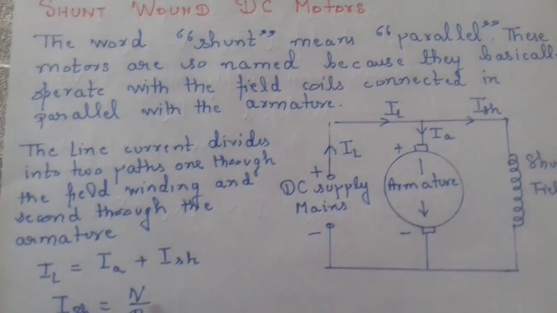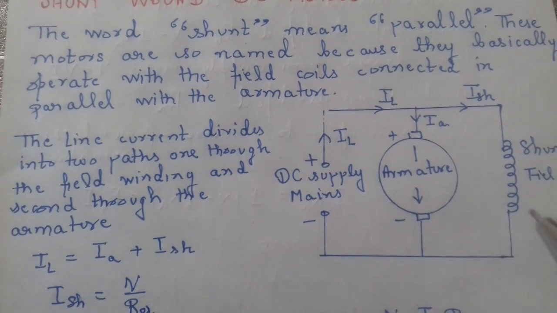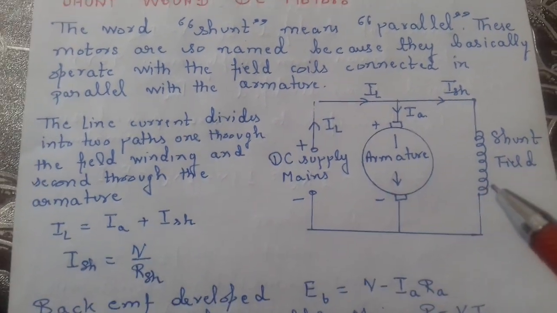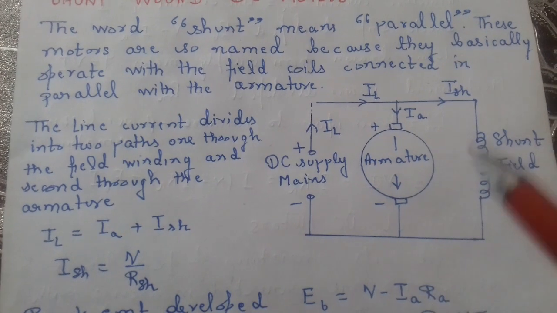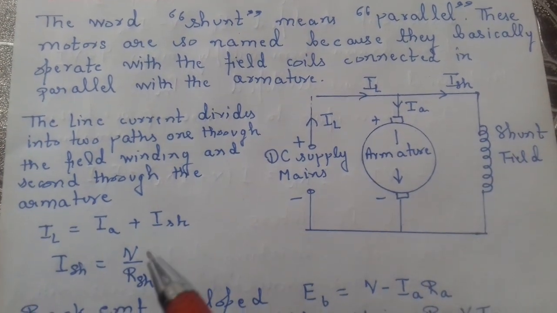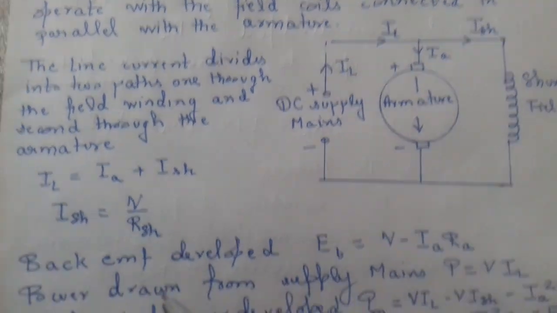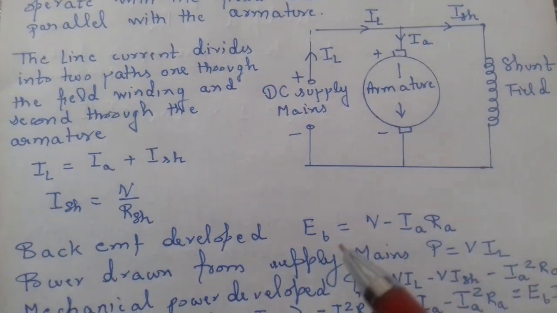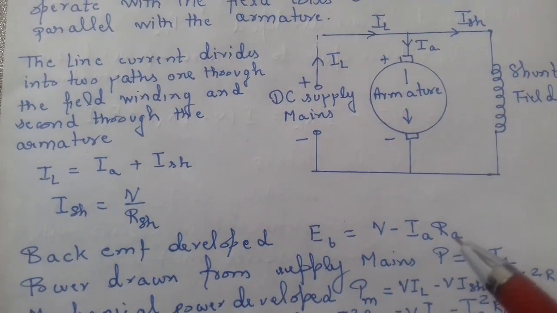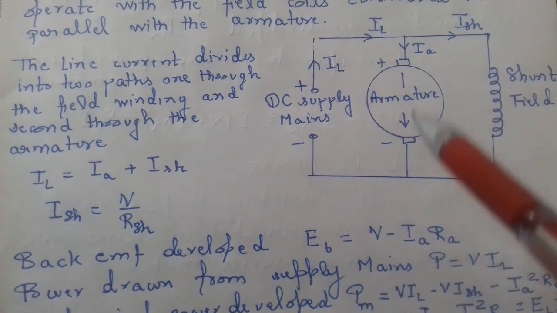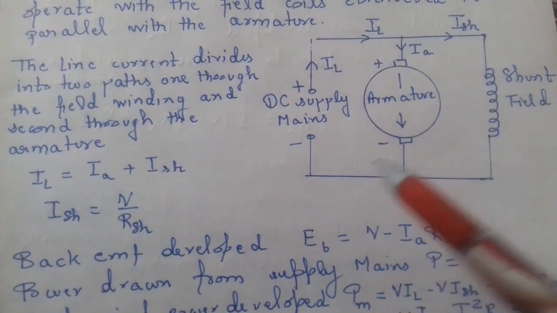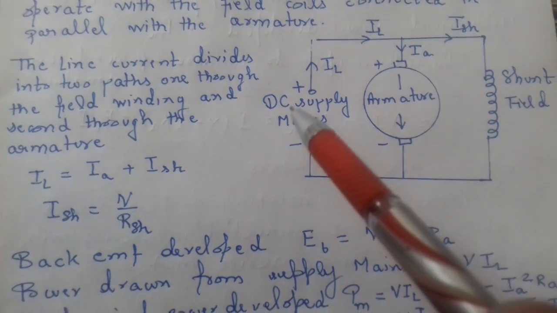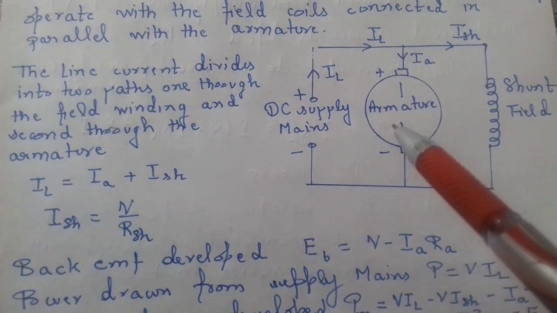So IL equals IA plus ISH, and as we have already told you, ISH equals V upon RSH. So what will be the back EMF developed in the armature? EB equals V minus IA into RA. It is obtained by applying Kirchhoff's voltage law in this closed circuit containing supply mains and armature.